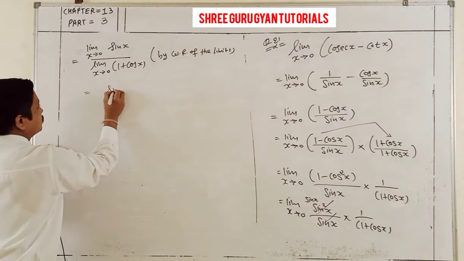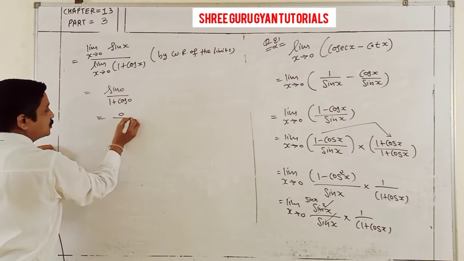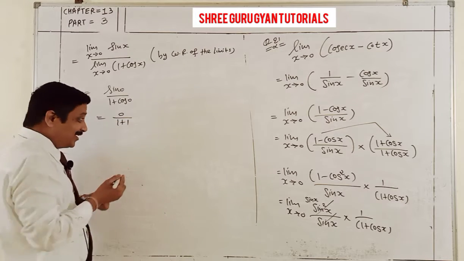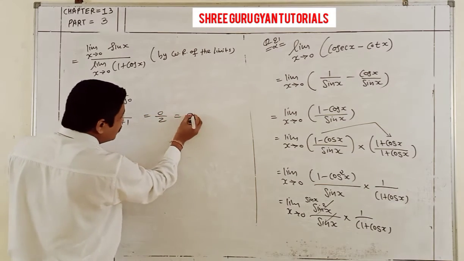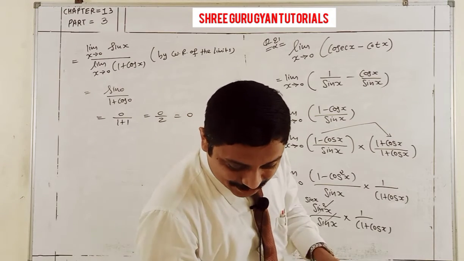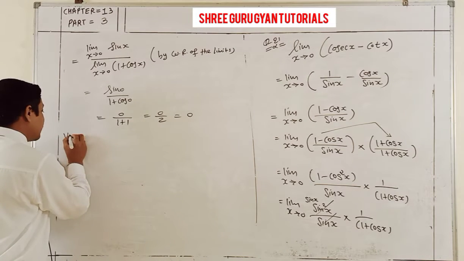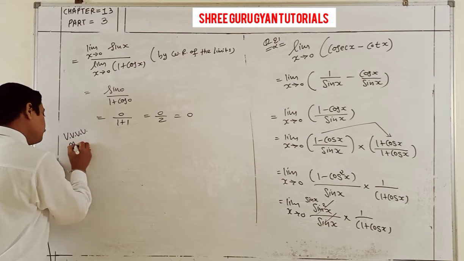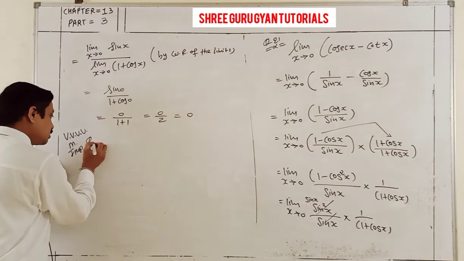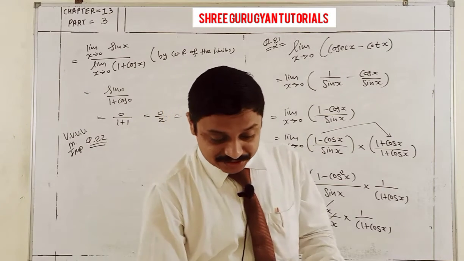So here sin 0 over 1 plus cos 0 is sin 0 over 0, but cos 0 is 1, so 0 by 2. My answer is only 0 here. Yes students, that is over. Now question 22, which is a very most important numerical.